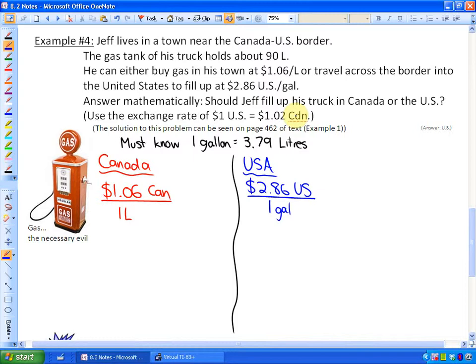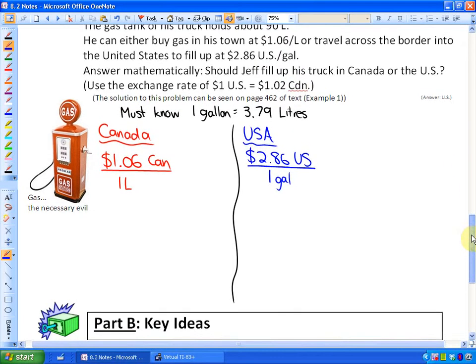At this point in time, we know that it's cheaper to buy gas in the United States, regardless of anything at this moment, just with the fact that it is cheaper in the States. But let's answer this mathematically. So we're going to start comparing these.